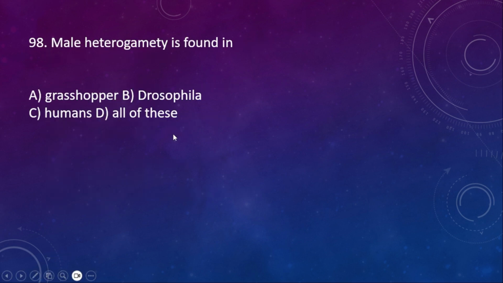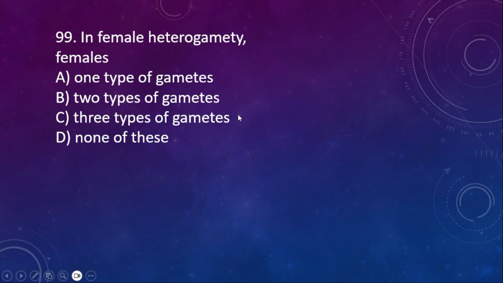98. Male heterogamety is found in option A, grasshopper, B, Drosophila, C, humans, and then D, all of these. Heterogamety is found in all of these. 99. In female heterogamety, females produce one type of gametes, two types of gametes, three types of gametes, or none of these. So here the right option is option B, two types of gametes.